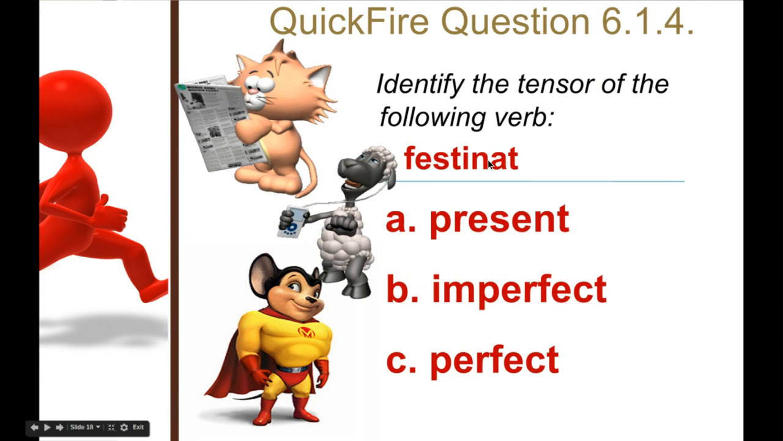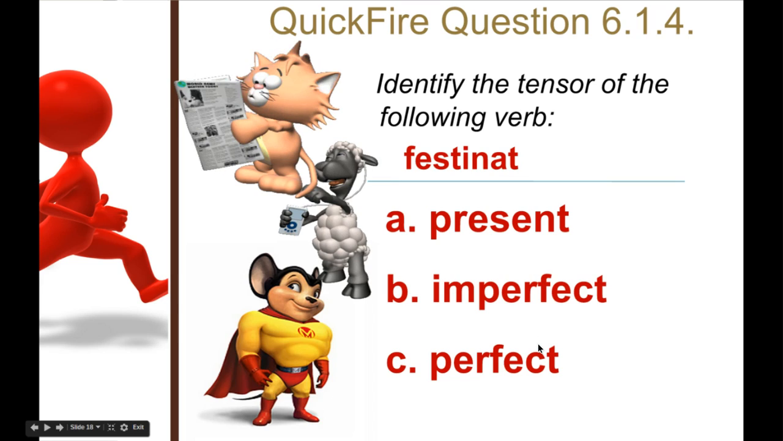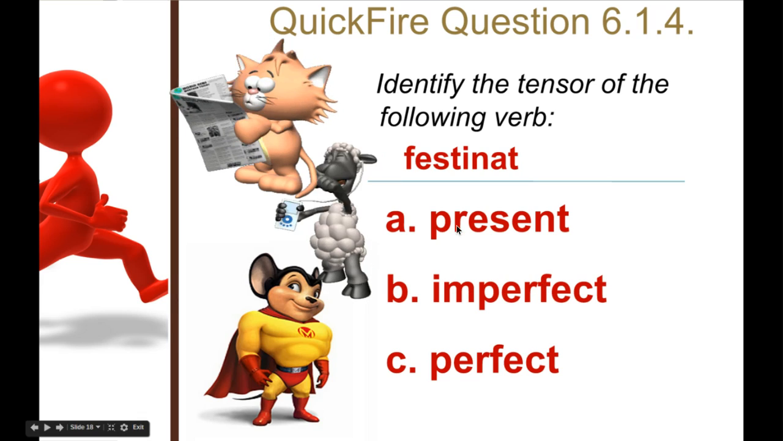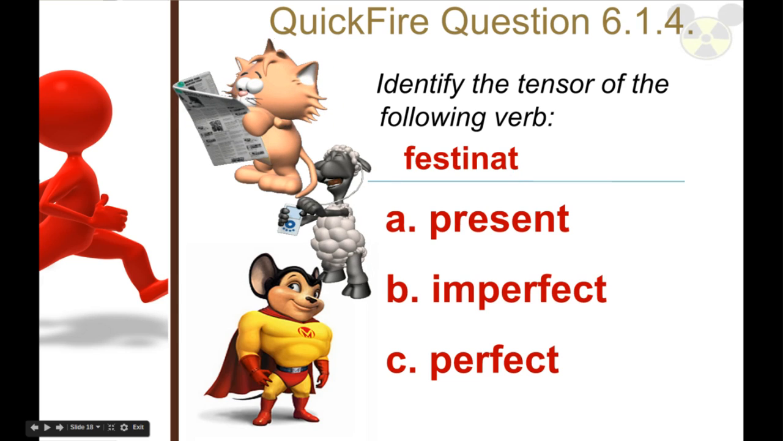So festinat, is it present, imperfect, or perfect? Well, first, does it have a perfect ending? No, so it's not perfect. Does it have bam, bas, bat? No, so it's not imperfect. Festinat, simple present.